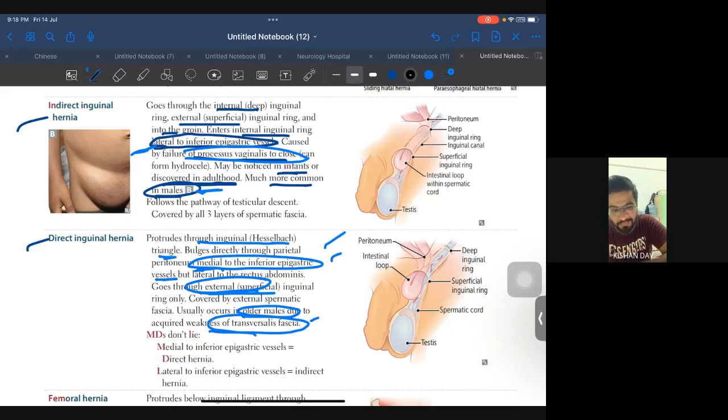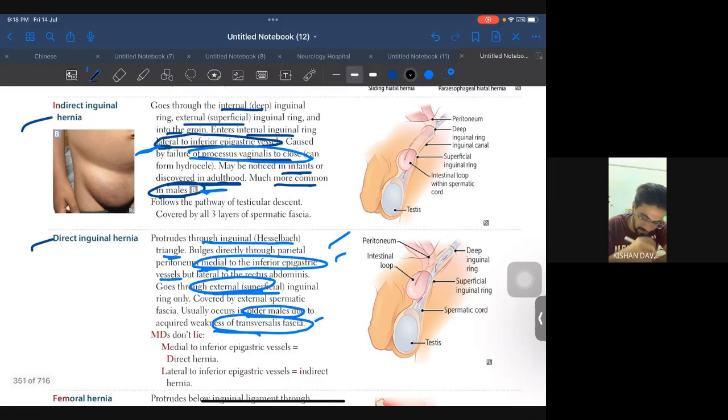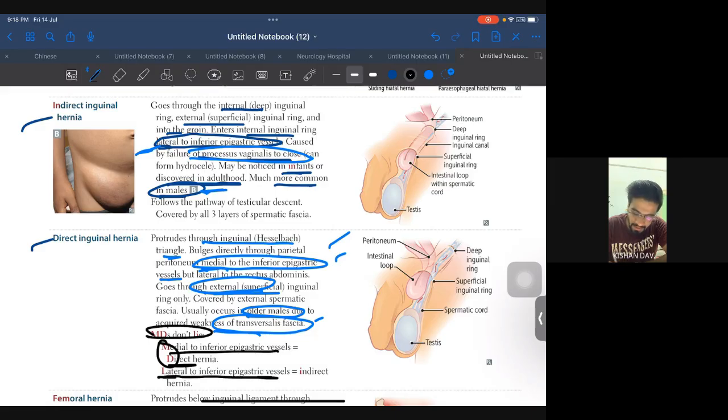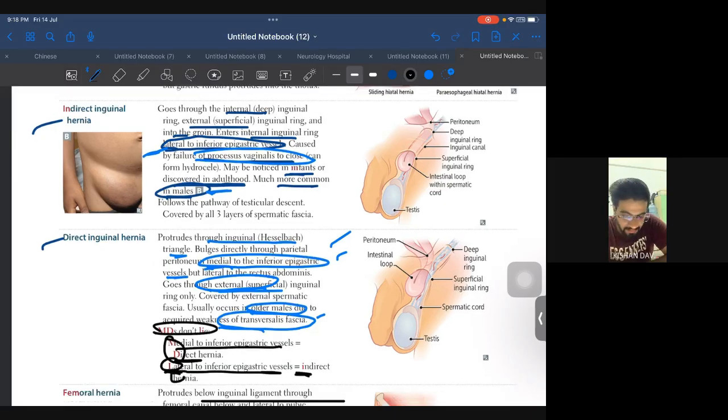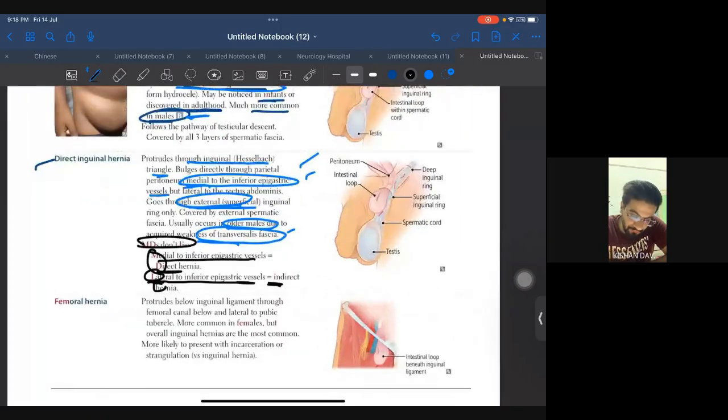And if you are confused whether medial to inferior epigastric is direct or lateral to inferior epigastric is indirect, remember this mnemonic: MD don't lie. So medial to inferior epigastric, direct, MD. Lateral to inferior epigastric, indirect, LI. So this is very, very important. You need to remember this. Coming to the femoral hernia.